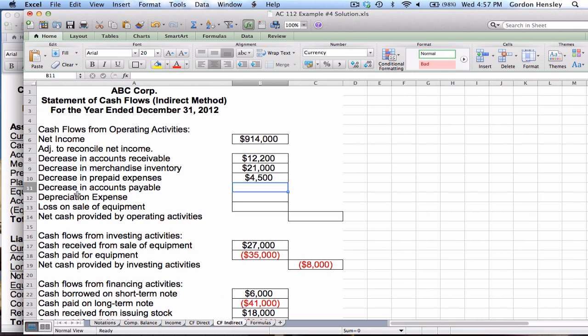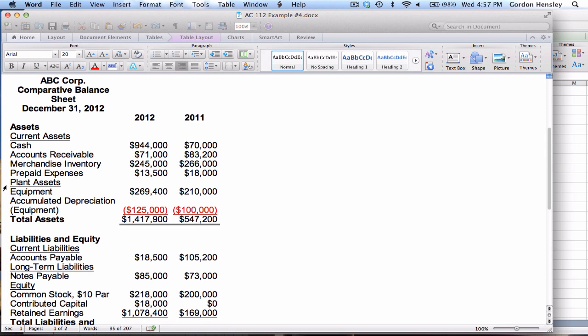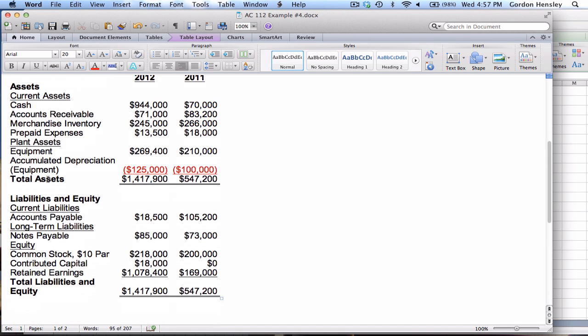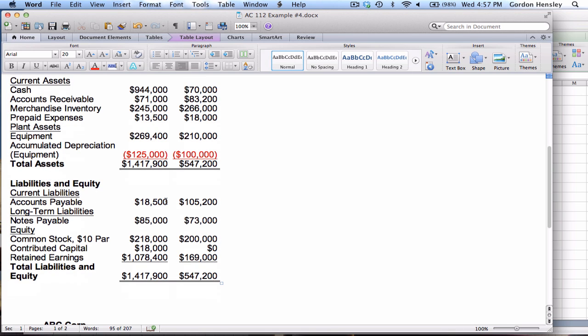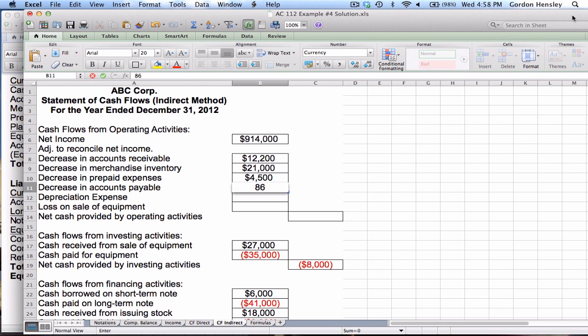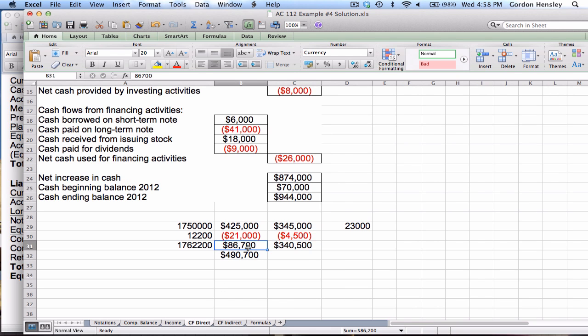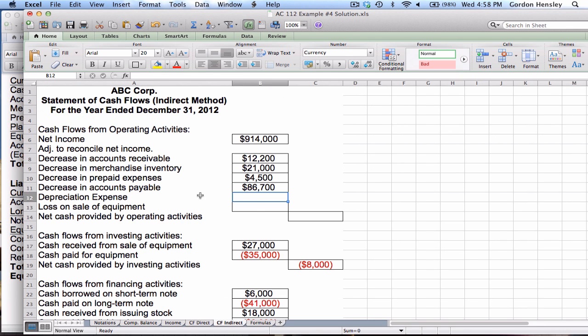Then it says decrease in accounts payable. All right, accounts payable is down here under the liabilities. It went from 105,200 down to 18,500. That was a difference of 86,700. And again, I had previously calculated that amount. Right here it was, the decrease in accounts receivable, or accounts payable rather.